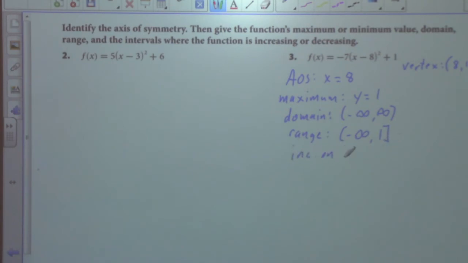Does it increase on negative infinity to 8? I'll put negative infinity to 8. So negative infinity to 8, you say, x less than 8. Okay, I think that looks good. So where are we decreasing by process of elimination? 8 to infinity.